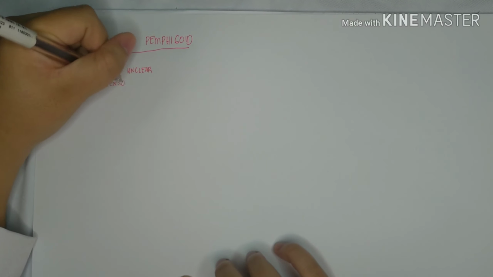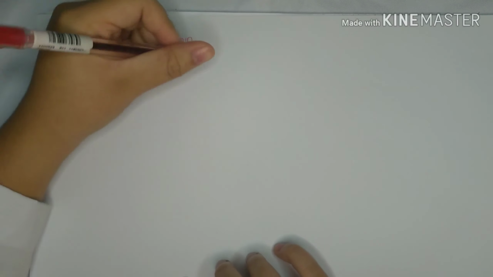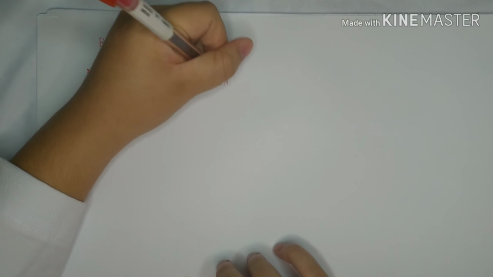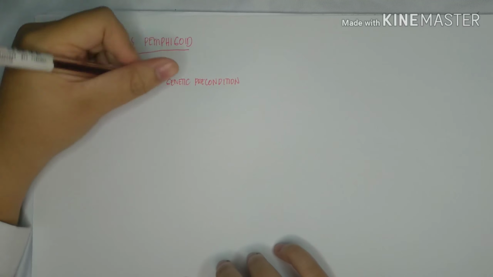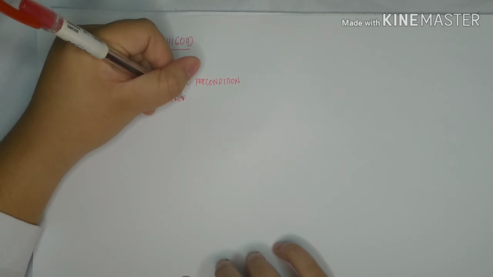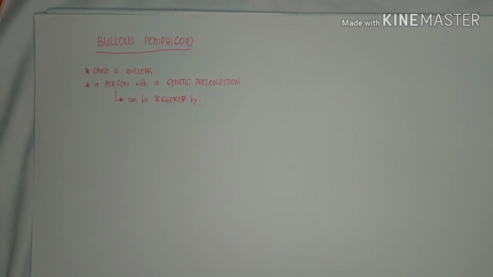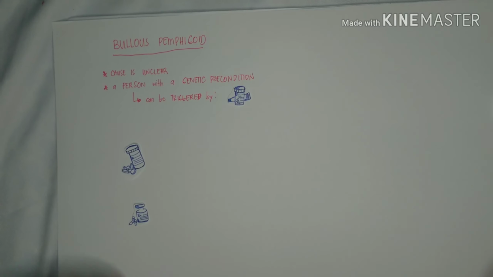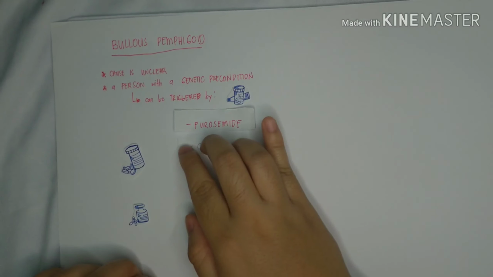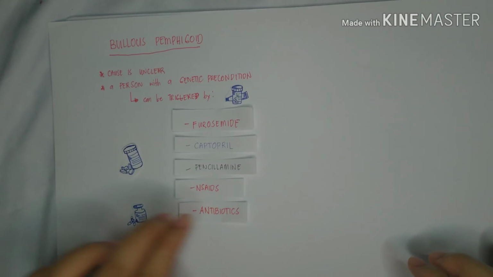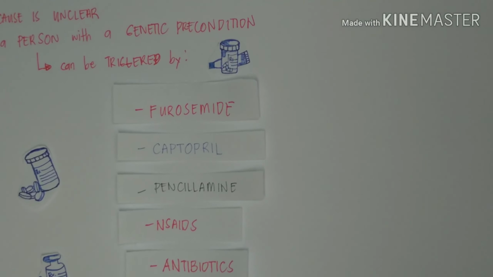The exact cause of Bullous Pemphigoid is unclear, but it's thought that in a person with a genetic predisposition it can be triggered by furosemide, captopril, penicillamine, non-steroidal anti-inflammatory drugs, also called NSAIDs, and antibiotics.